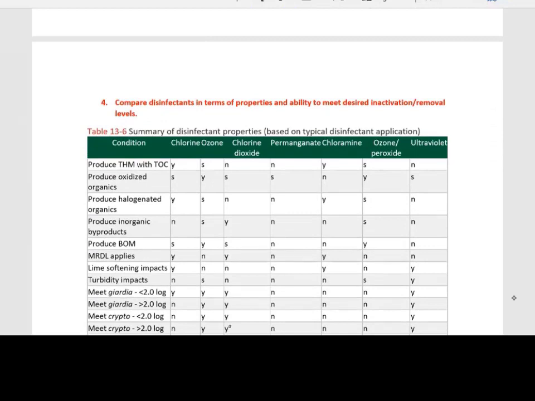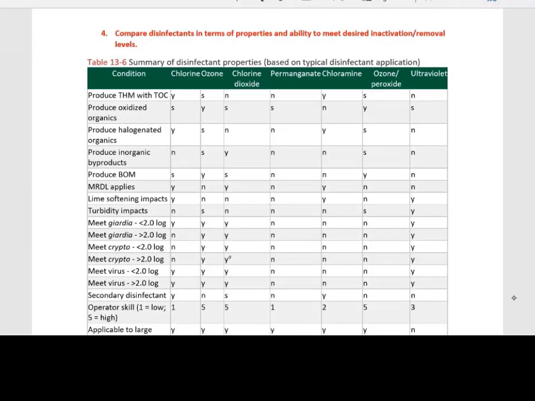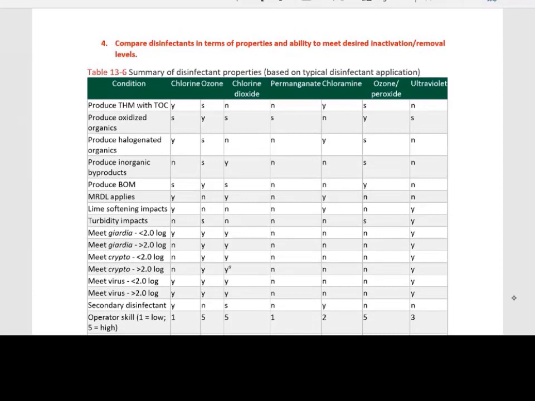So the next thing we can do is look at this in terms of the properties and the ability of the disinfectant to meet the desired disinfection. So we've said ozone is a possible choice. We've said chlorine dioxide is possible, and UV. Those are the three that we're really considering at this point.